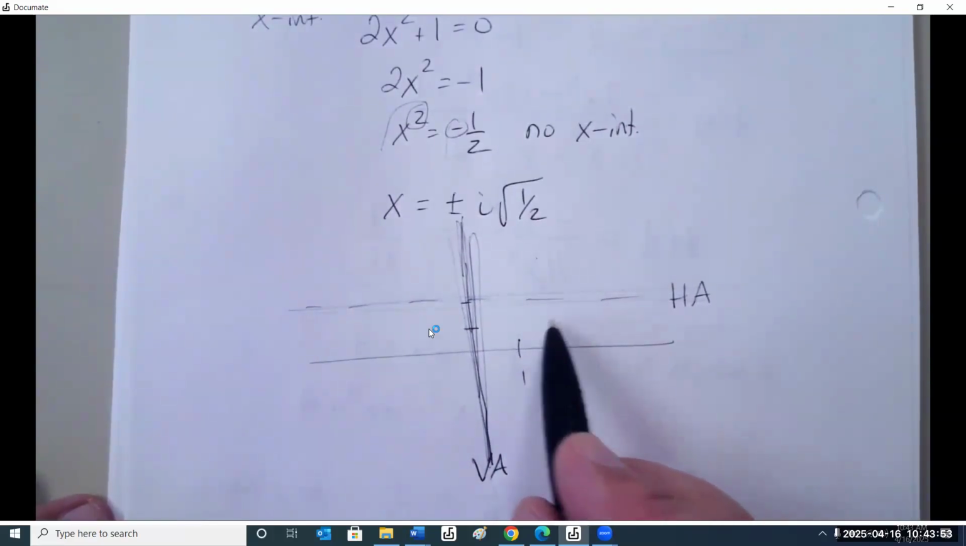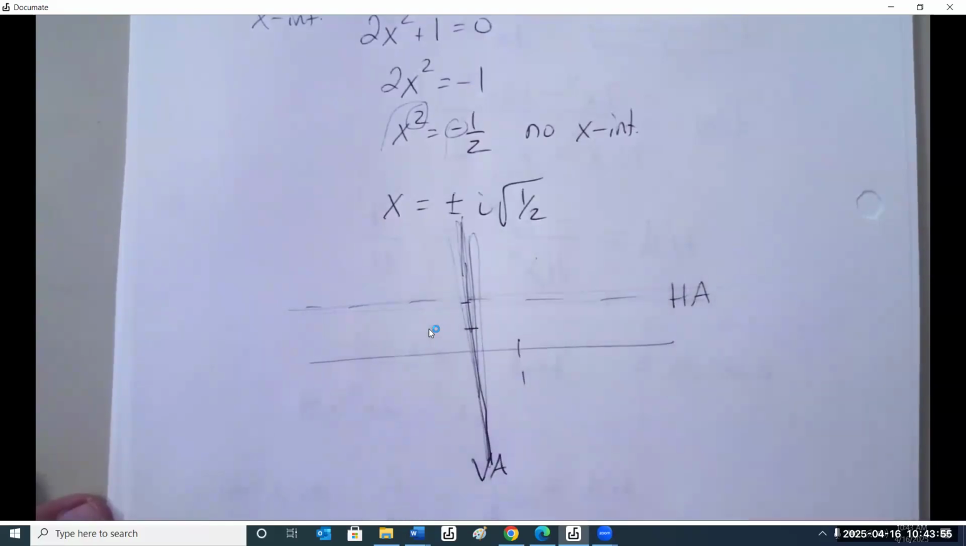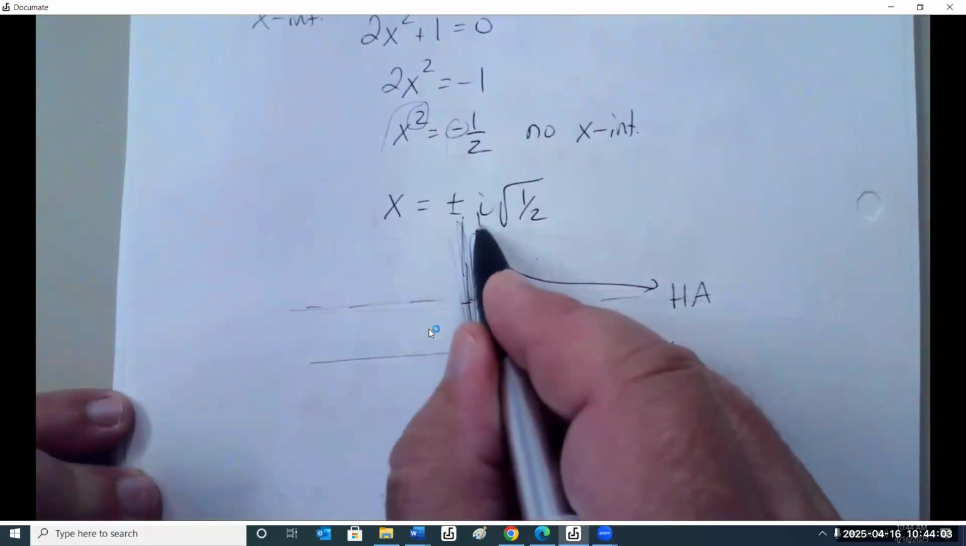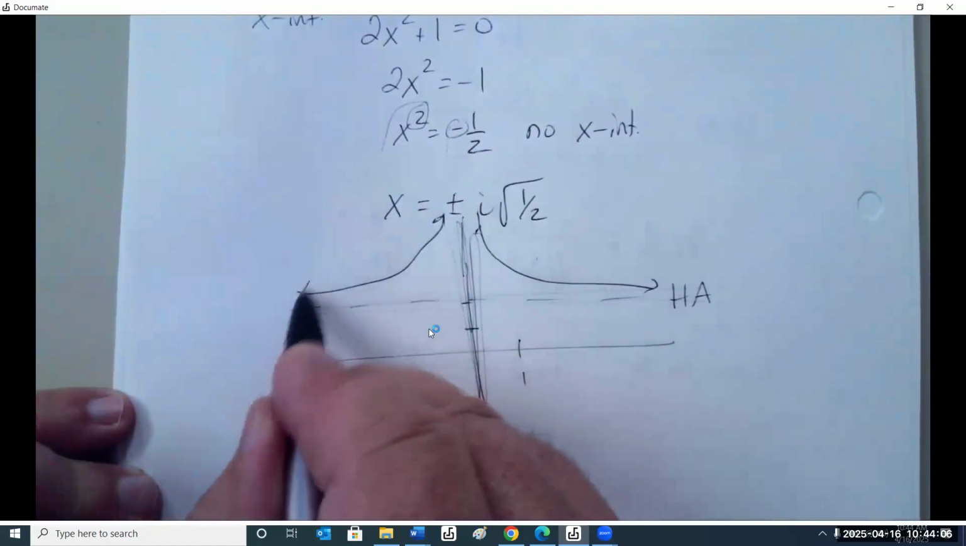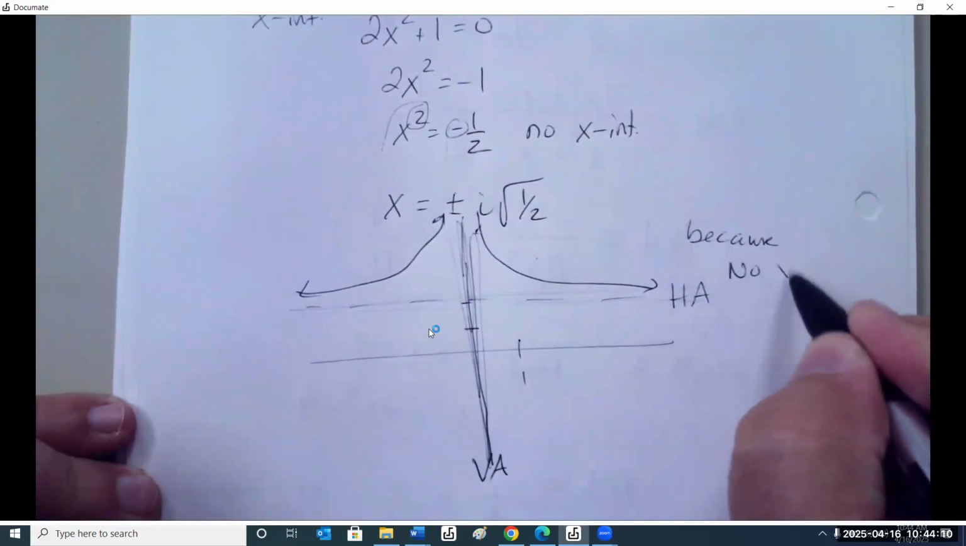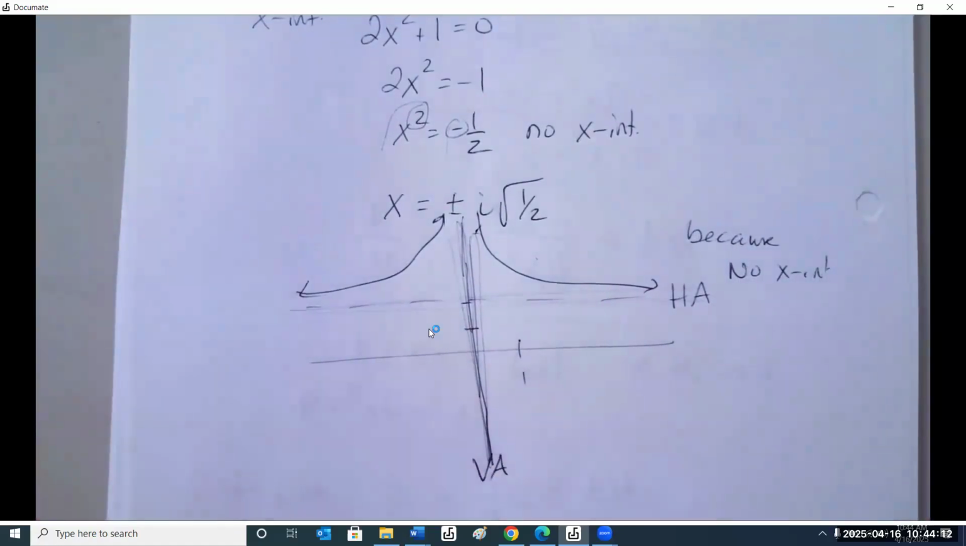How do I know the graph can't be below this horizontal asymptote? Because there's no x-intercepts. So the graph has to be up here. It looks like this. Because no x-intercepts, it can't be below that line.